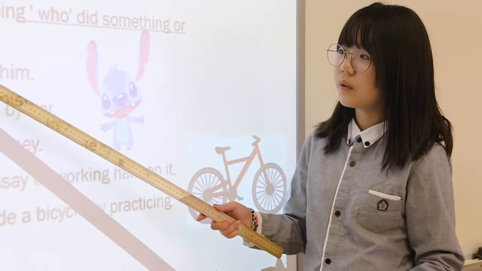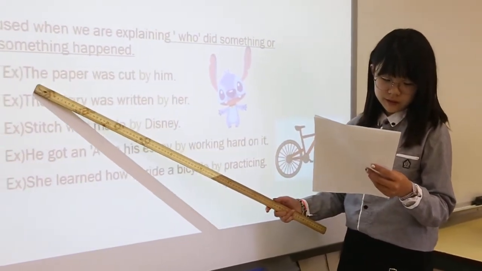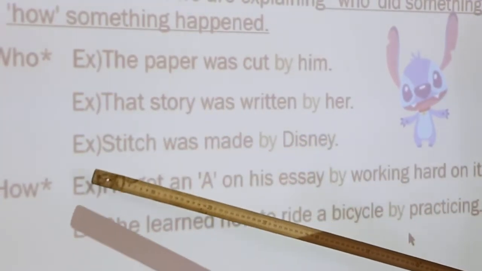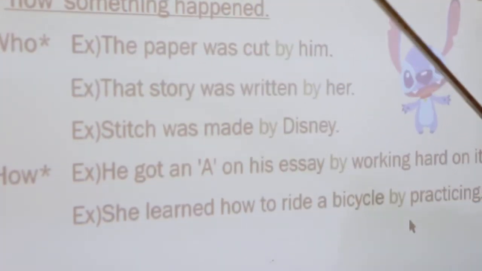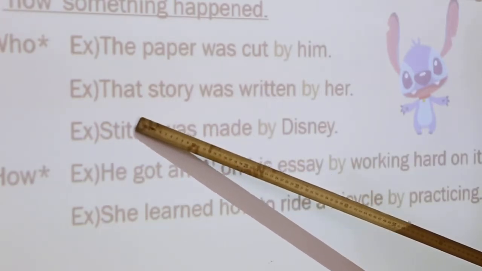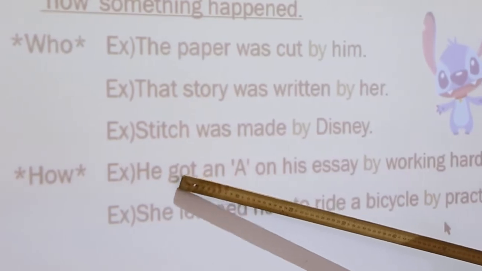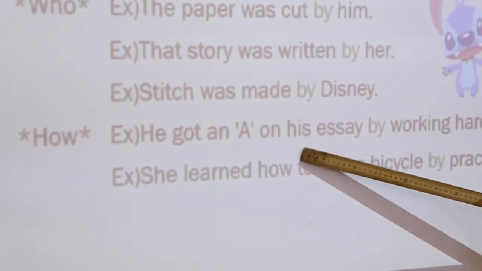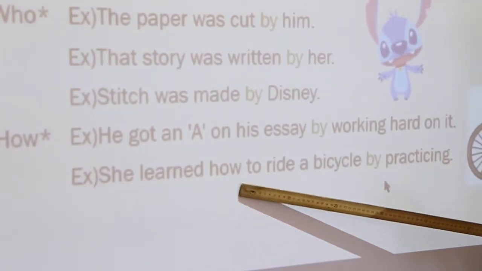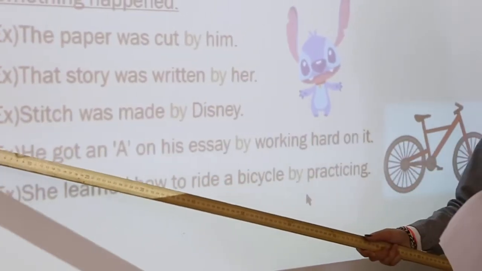By is used when we are explaining who did something or how something happened. For example, the paper was cut by him, or that story was written by her. And lastly, Stitch was made by Disney. These examples explain who did something. For another example, he got an A on his essay by working hard on it. And she learned how to ride a bicycle by practicing. These are examples of how something happened.